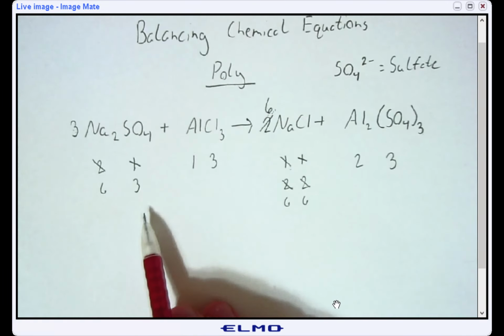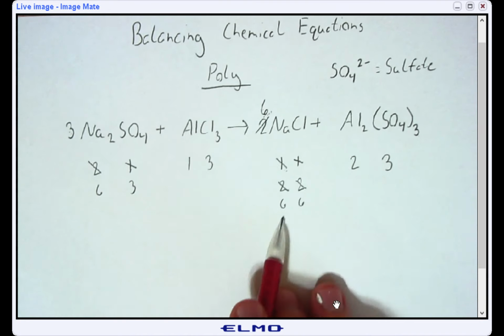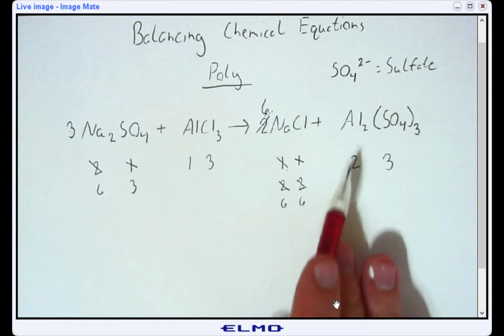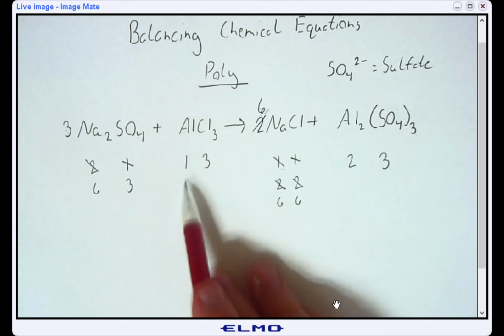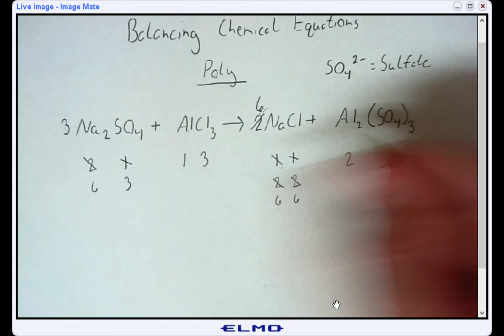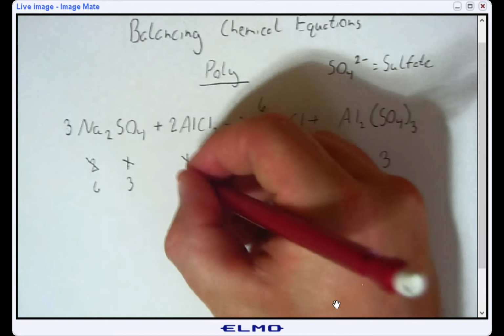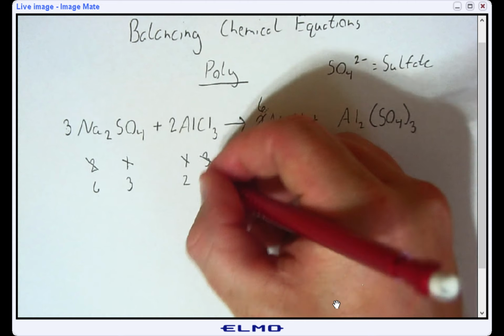All right, so let's double check. 6 sodium, 6 sodium, 3 sulfate, 3 sulfate, 1 aluminum, 2 aluminum. Okay, we got to fix it. 1 and 2, they both can go into 2, so we need a 2 up in front here. We don't need to mess with this one. 2 times 1 is 2. 2 times 3 is 6.